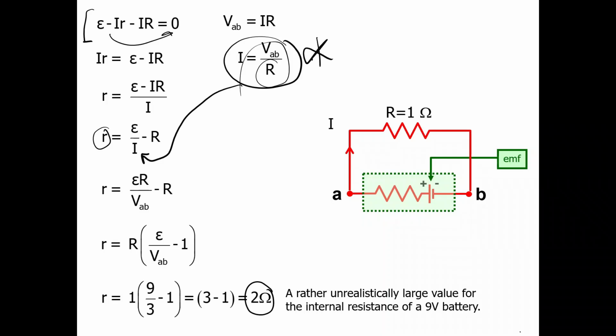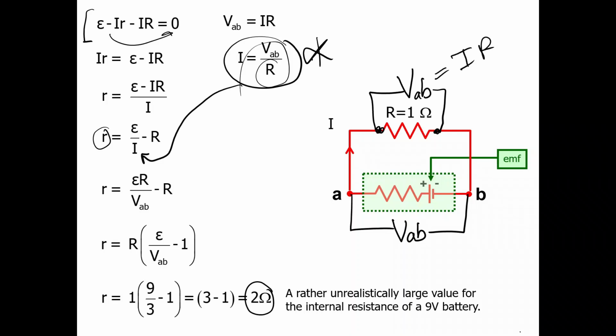This is the part of this derivation that most people would struggle with, is recognizing that the voltage across here is VAB and the voltage across here is VAB, so that your VAB is just I times R. I is the current in the circuit, and R is that 1 ohm resistance out there. So that's information that we would have to know.